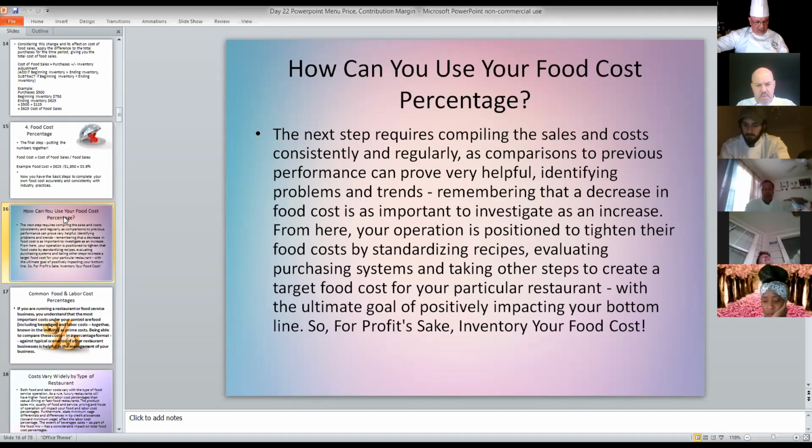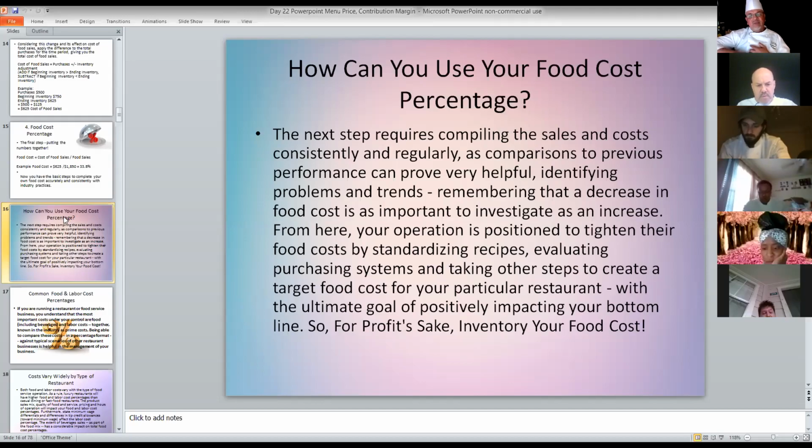Now, I've taken over places where the inventory was too high and the food cost was 2% too high. Again, the goal was to reduce it to comfortable levels and make sure that every recipe was costed out and the menu was priced out accordingly to generate the proper food cost.